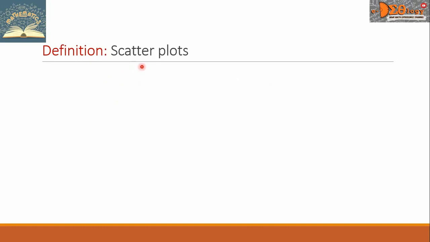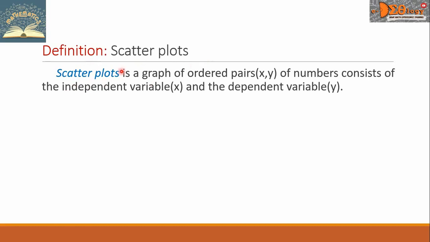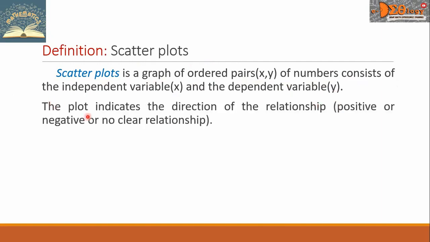Let us define scatter plots. A scatter plot is a graph of ordered pairs xy of numbers consisting of the independent variable x and the dependent variable y. The plot indicates the direction of the relationship, whether positive or negative, or no clear relationship.